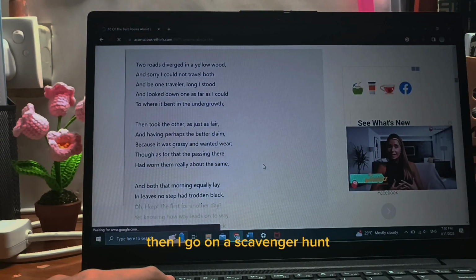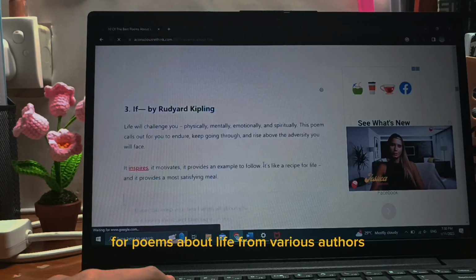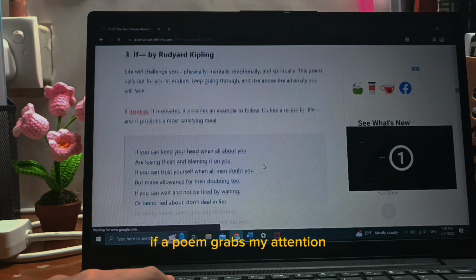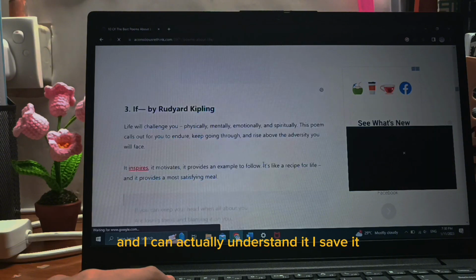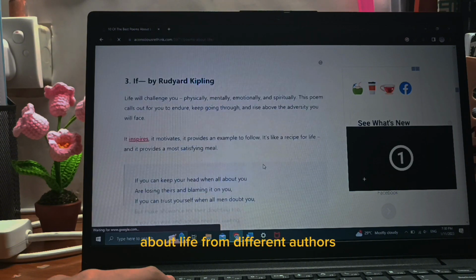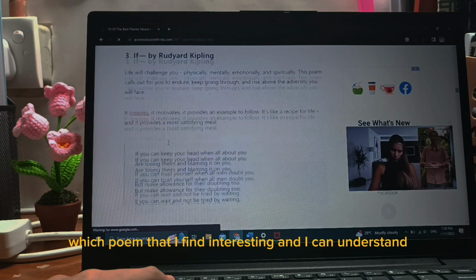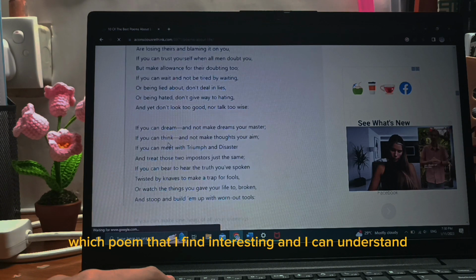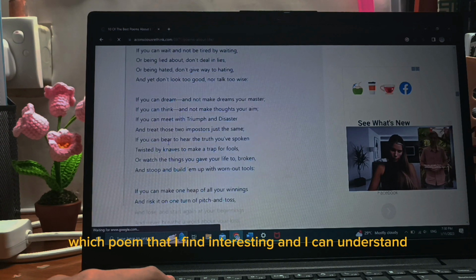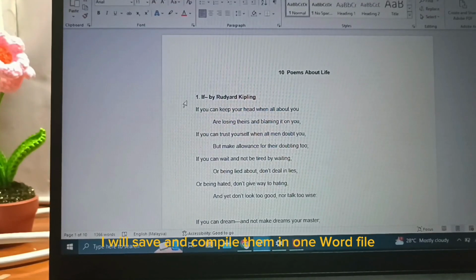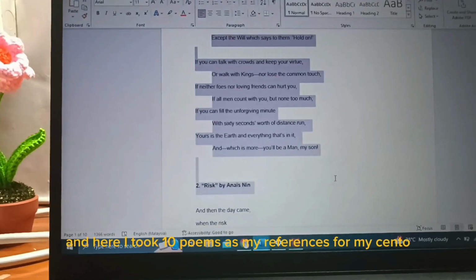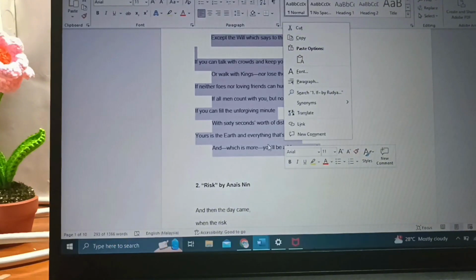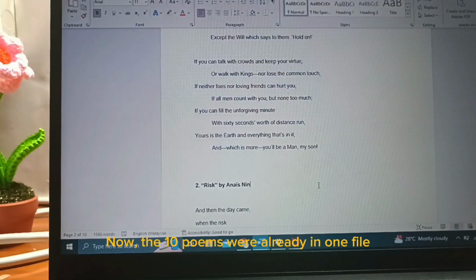Then I go on a scavenger hunt for poems about life from various authors. If a poem grabs my attention and I can actually understand it, I save it. I search for more poems about life from different authors, which poem that I find interesting and I can understand. I will save and compile them in one Word file, and here I took 10 poems as my references for my Cento.